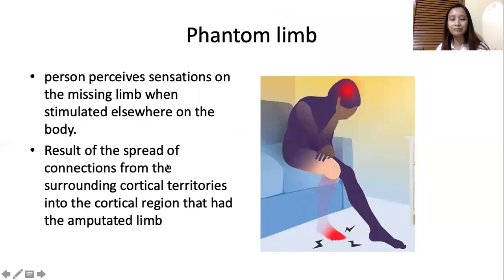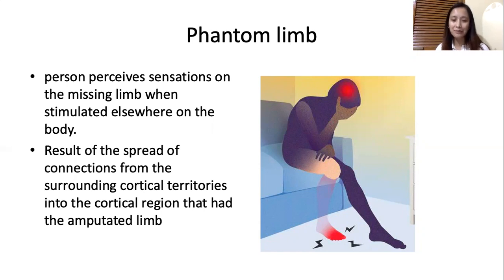sensory deprivation. Phantom limb is another example of neural plasticity. This is when a person receives sensations in the missing limb when stimulated elsewhere on the body because of the interconnections from the surrounding cortical territories into the cortical region that had the amputated limb. So for example, your amputated limb has a connection in your parietal cortex, and then sometimes you feel that it's still itchy even if the limb is no longer there because that area of the brain is stimulated by another connection from elsewhere.